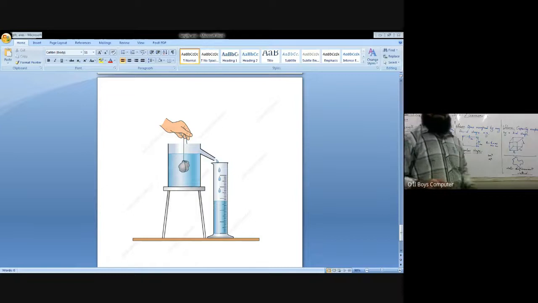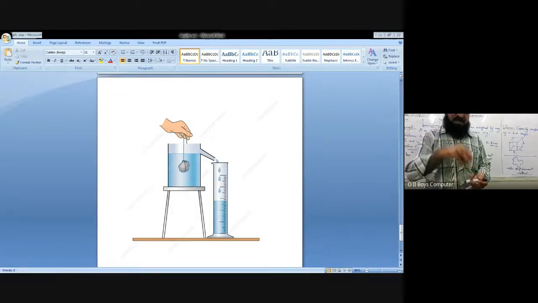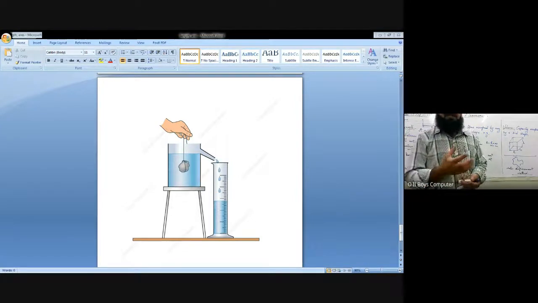When we immerse the object into this can, it will displace some water which will be collected into a beaker or a measuring cylinder, and the volume of that water will be measured with the help of the beaker or measuring cylinder, and it will be equal to the volume of the irregular shaped object.